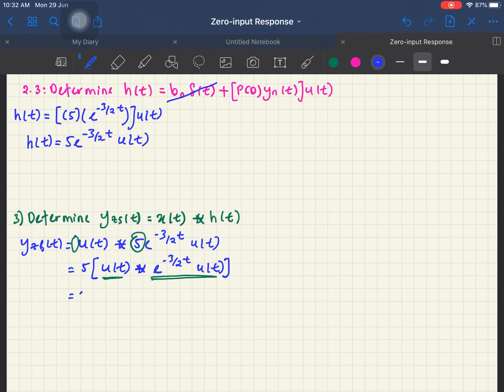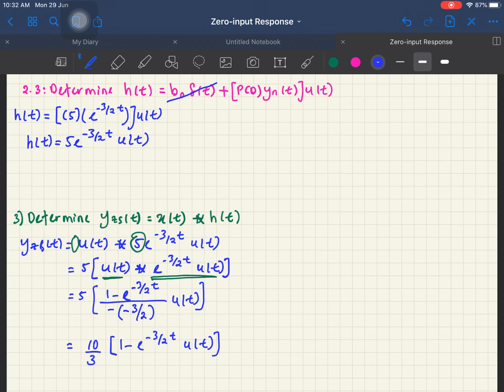So we have here 5 times 1 minus e to the minus 3 over 2t, divided by minus minus 3 over 2, u of t. So we have here 10 over 3 times 1 minus e to the minus 3 over 2t, u of t. So this is the zero state response.